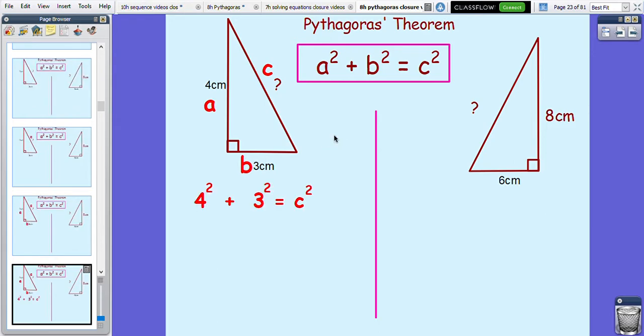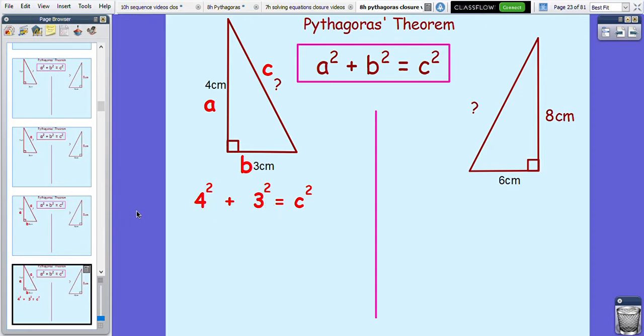Okay, so using my theorem, I know that A squared, so instead of A, we're calling it 4, so it's 4 squared, plus B squared, so I'm calling it 3 squared, because we called this length 3, equals C squared. I don't know what C is yet, so I'm just going to call it C squared. So I've taken my theorem, and I've substituted in those two values.